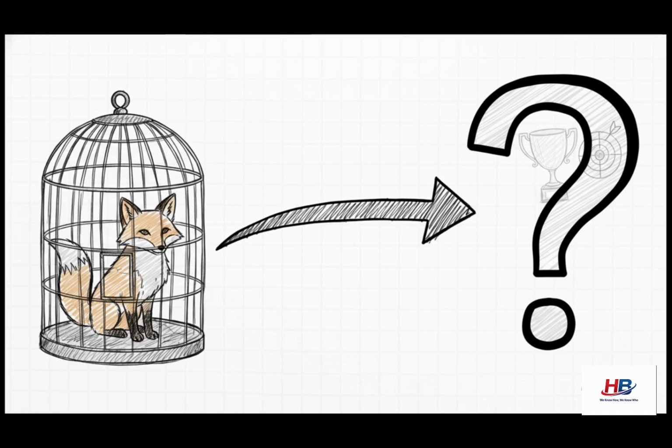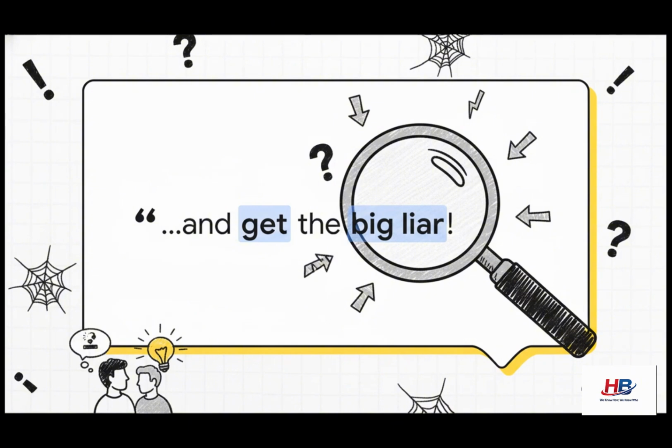So if you manage to capture the behavior of this so-called cunning fox, then what? What's the end game? What is the final, ultimate goal of all this training? And there you have it. It's so direct, isn't it? The whole point of this training, in its own words, is to get the big liar. I mean, that's a really blunt, almost aggressive way to frame a professional development course.